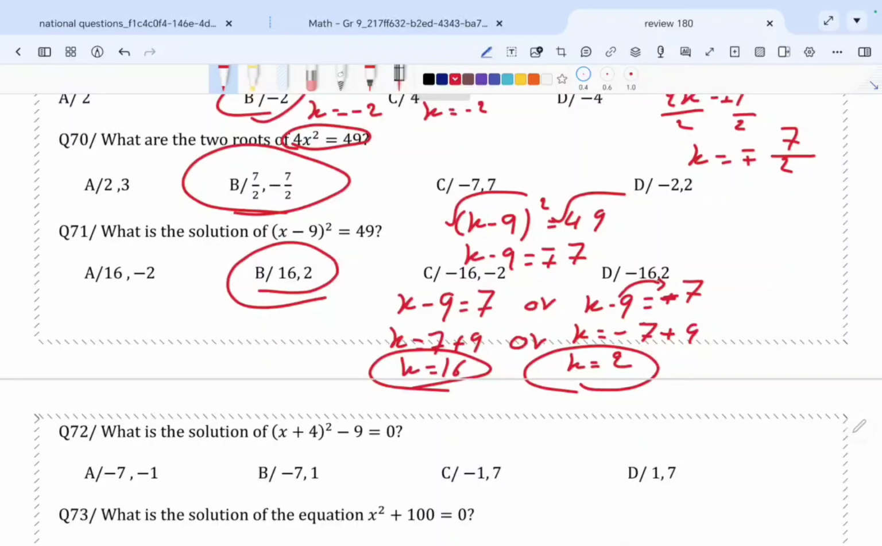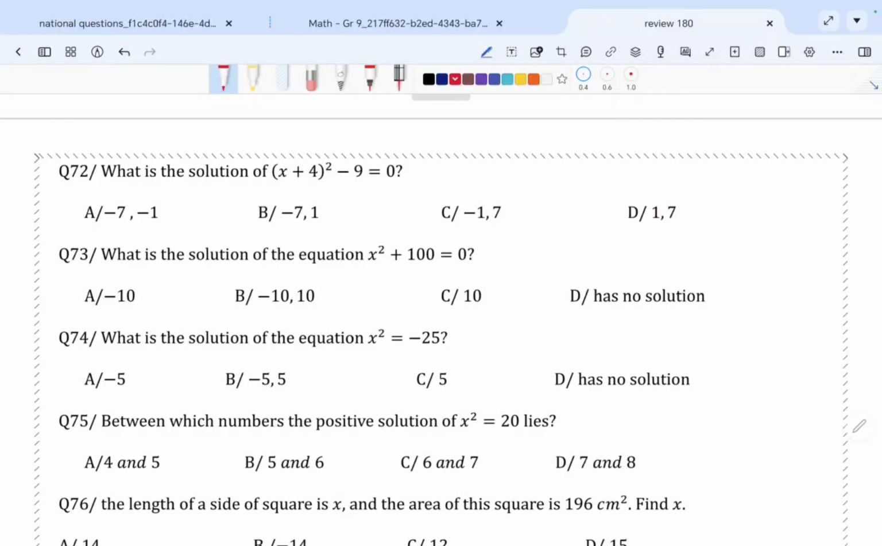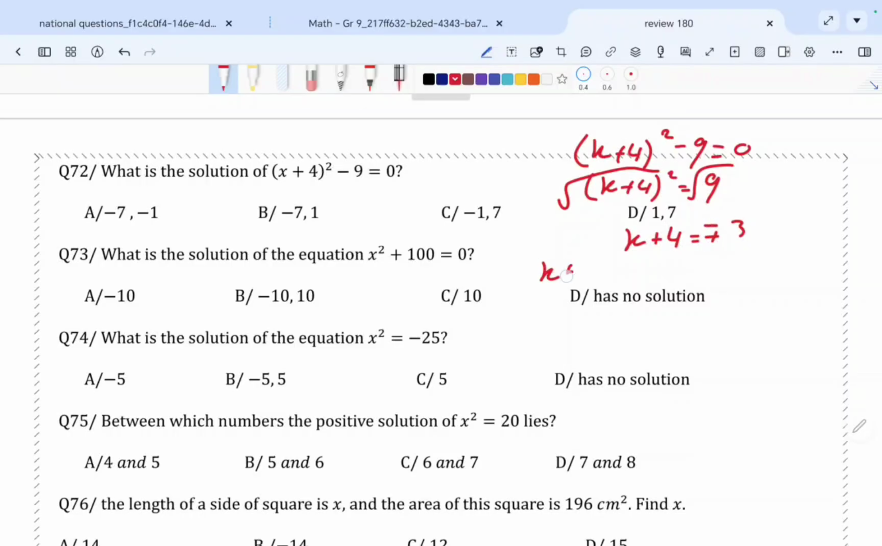Okay, question 72 is the same thing. (x + 4)^2 - 9 = 0. Move 9 to the other side: (x + 4)^2 = 9. Take a square root for each side. It will be x + 4 equals positive or negative 3.